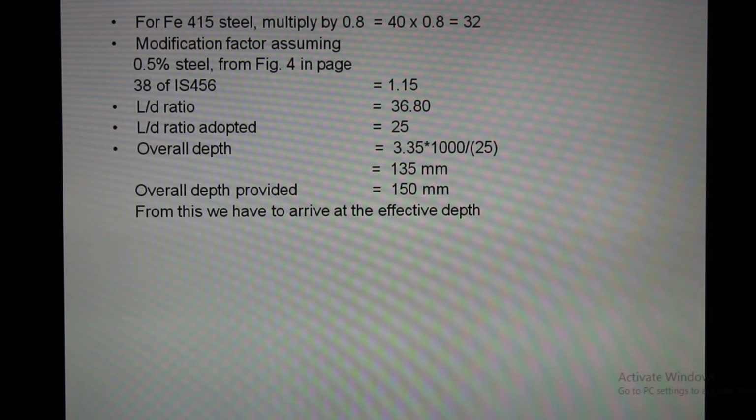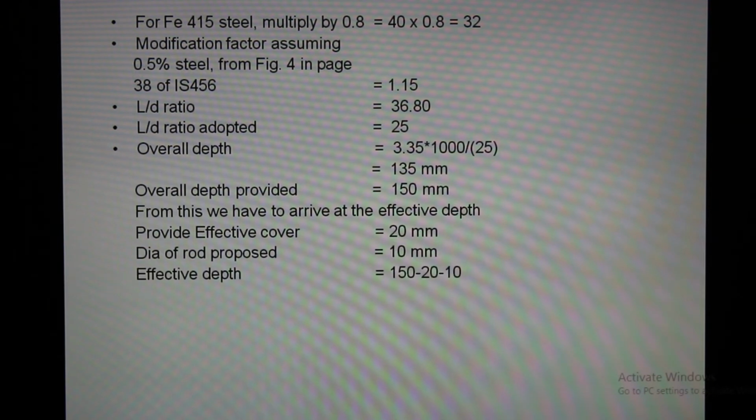From this we have to arrive at the effective depth. What is effective depth? That is the overall depth minus effective cover minus diameter of rod. Effective depth provided is 150 minus 20 minus 10, that is 120 mm.